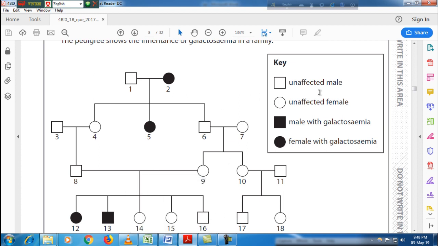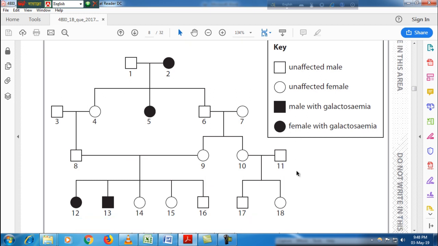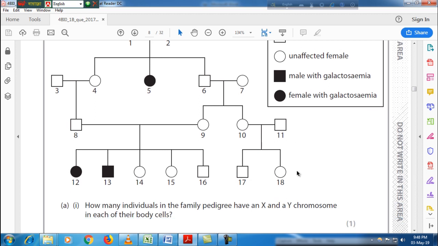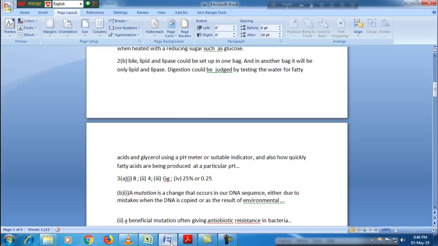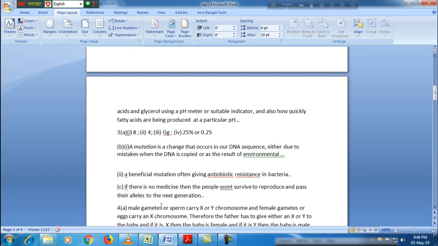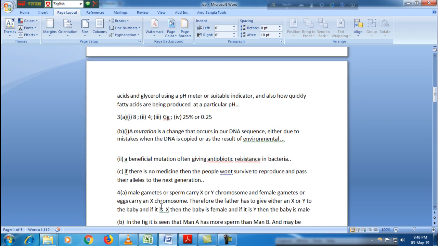Now here we are seeing the unaffected male, unaffected female, male with galactosemia, female with galactosemia. Now question A1: how many individuals in the family pedigree have an X and Y chromosome in each of their body cells? Now they say how many individuals have an X and Y chromosome.